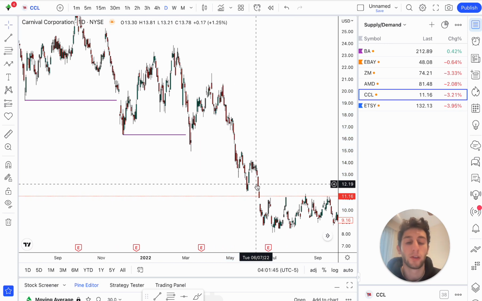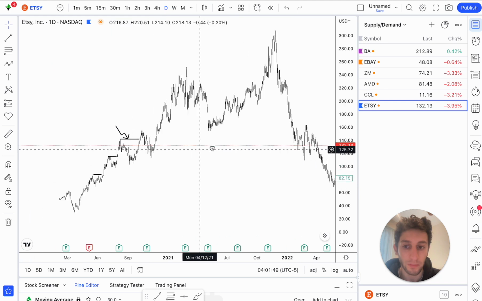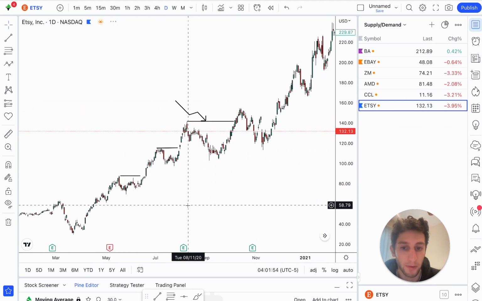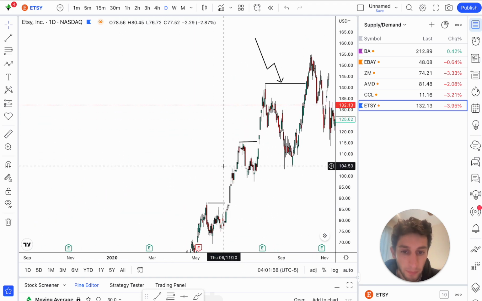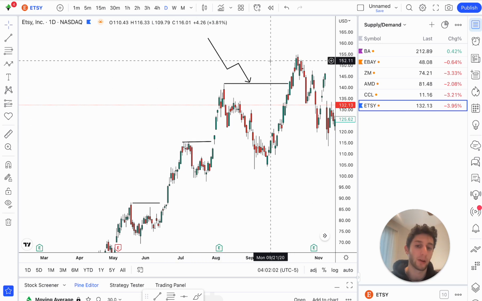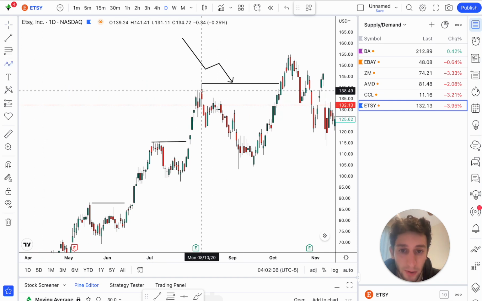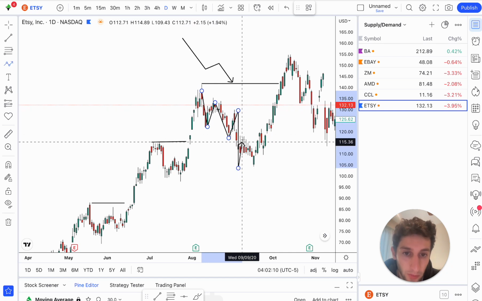Let me take you on to another example of Etsy. So, looking at Etsy, again, right here, you can see a very clear uptrend. Very, very clear uptrend. Higher highs, higher lows, higher highs, higher lows. You can see this high gets broken, this high gets broken, this high gets broken. Very clear uptrend. Now, in the meantime, we have a downtrend, right? We have lower lows, lower highs, lower lows, lower highs, lower lows, lower highs.